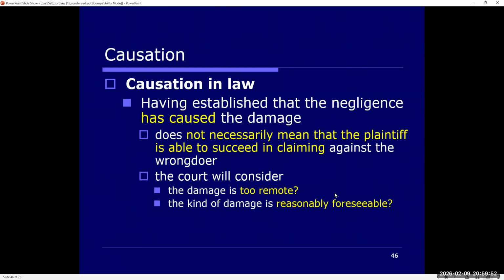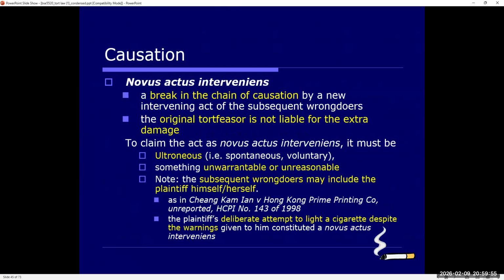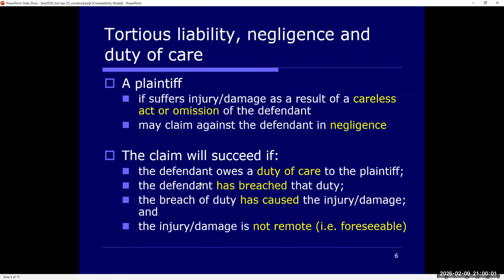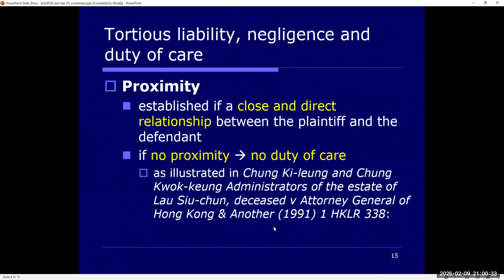So where are we? Go back and we have just passed number 3, causation. Now number 4. Okay, slide number 6. The fourth condition, whether the damage or injury is not remote. That means whether the damage or injury is foreseeable. This is the final point that the court will consider before deciding on whether the claim will be successful or not. Okay, so not remote, foreseeable.